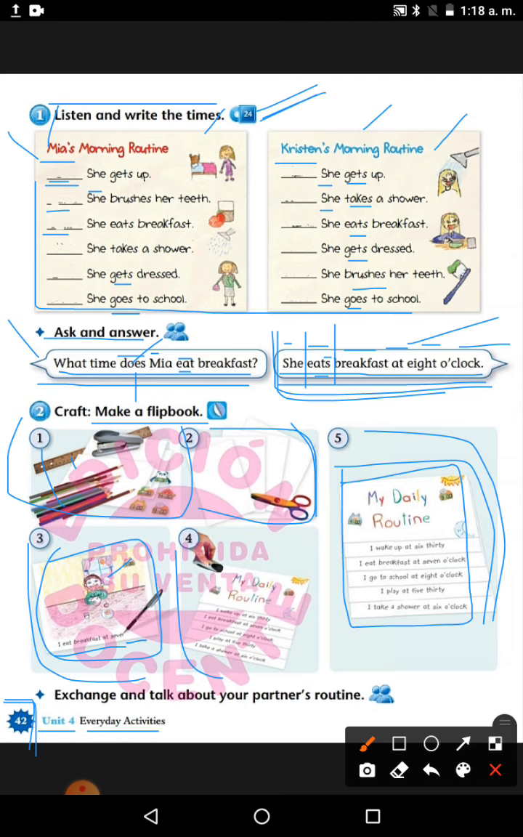Here you are going to write the list of your daily routine. I wake up at 6:30. I eat breakfast at 7 o'clock. I go to school at 8 o'clock. I play at 5:30. And finally, I take a shower at 6 o'clock. Of course, you can use different activities, okay? You can write your own activities.